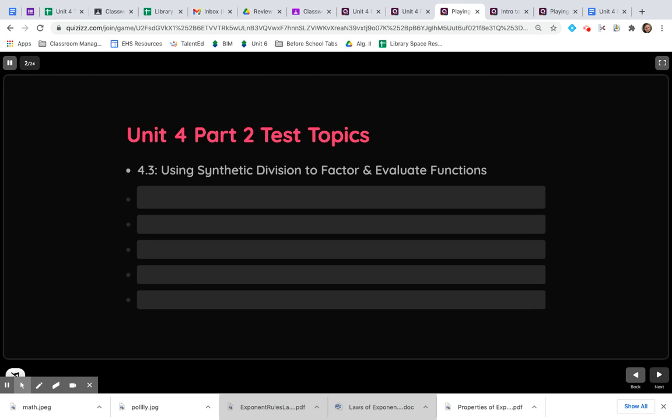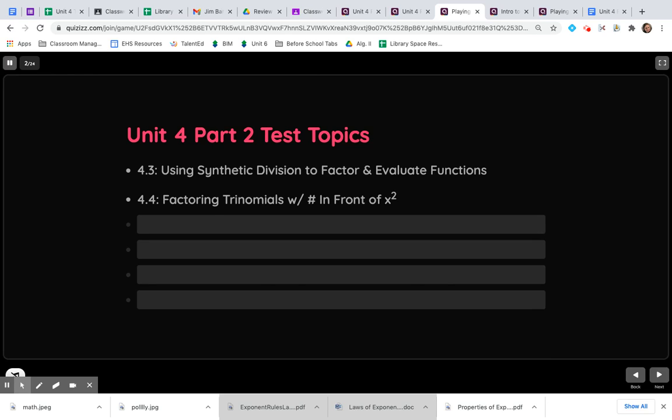Technically, we're using synthetic division, which was in 4.3. And I'll talk to you about evaluating the functions today. That might sound a little out there, like you don't remember how to do it. It's really easy. You just use the remainder. I'm going to talk about it in a second.